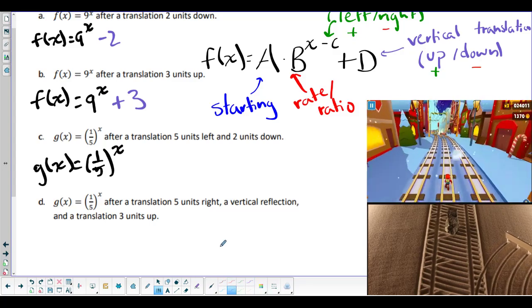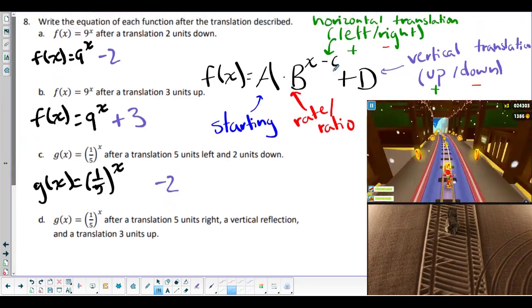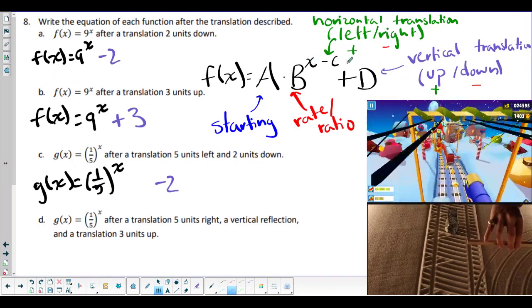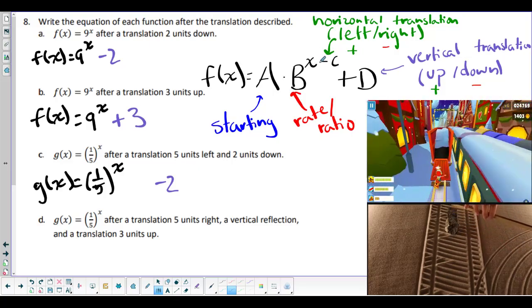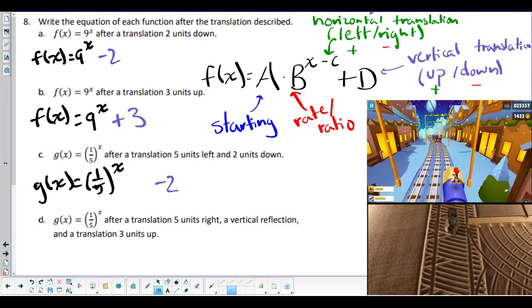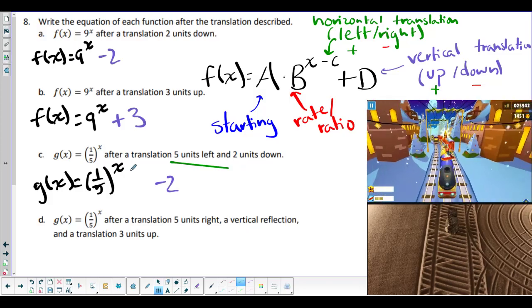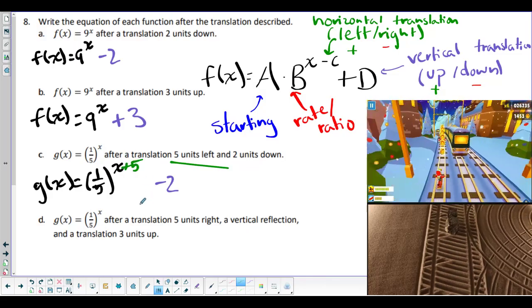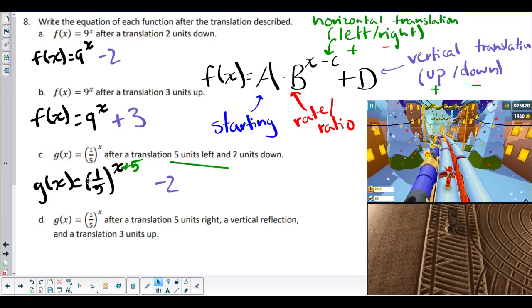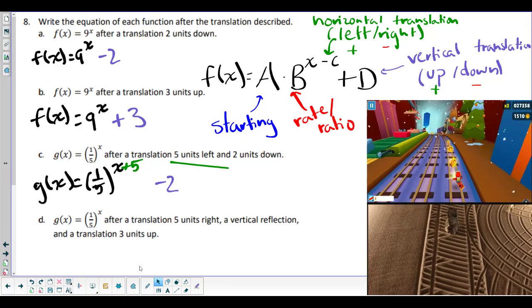Well, I know that the 2 units down is going to be a minus 2 just outside. But from my notes, I saw that horizontal translation happens in the exponent, so up top in the function, and it's opposite, right? If I subtract, I go right, but if I add, I go left. I need to go 5 units left. That means I need to add 5 in my exponent. Okay, so my final equation is g of x equals 1/5 to the power of x plus 5, and then minus 2 on the outside.